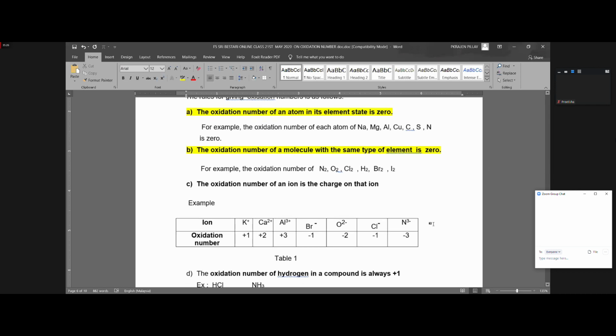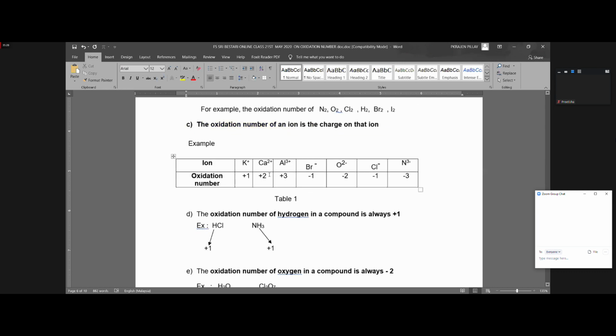Okay, then we come to the ion. Ion, very simple. If I give you K plus, then the oxidation number is +1. It follows the charge on the ion. Is that clear? All right. This is group 1. Group 2, Ca is 2 plus, so it's +2. Al is 3 plus, +3. Br is -1, so I put -1 oxidation number. O2 minus, so it's -2. Cl minus, this is the charge on the ion, -1. This is the ion of nitrogen, 3 minus, but it's not so important. So the third rule is the charge on the ions will be the oxidation number.